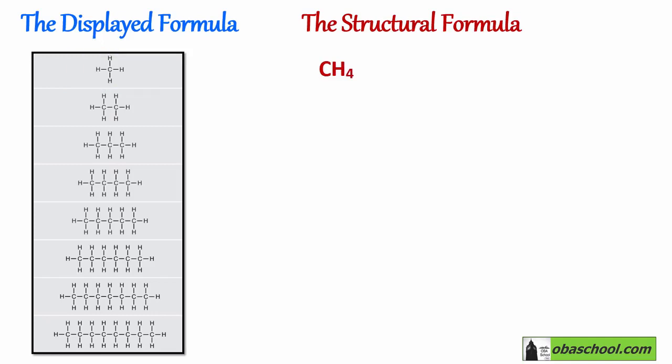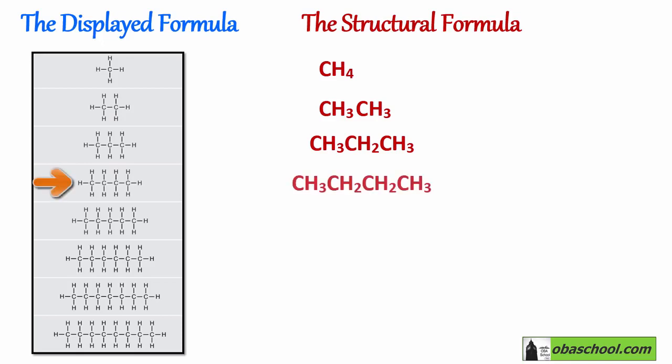If we want to write the structural formula of this molecule, we will start with the first carbon atom. So it is bonded first to three hydrogen atoms, so we have CH3, and it is bonded to another carbon atom, so we will write C, and then we will add the hydrogen atoms which are bonded to the second carbon atom, and they are three, so we have CH3, CH3. We will do the same for all those, so we will have CH3, CH2, CH3, CH3, CH2, CH2, CH3, and so on.